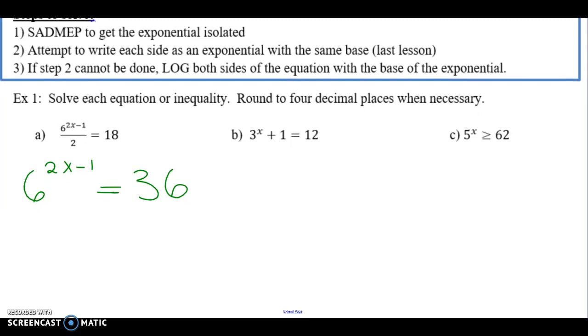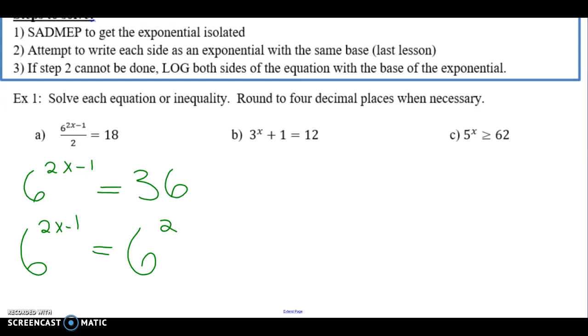So now think to yourself, does this work from the lesson a couple lessons ago? Can I write both sides with the same base? Yeah, we can, right? Remember, we keep the smaller one. What's another way of writing 36 with a base of 6? Squared, right? So step 2 says attempt to write each side with the same base. If it works, awesome. You're done, pretty much.